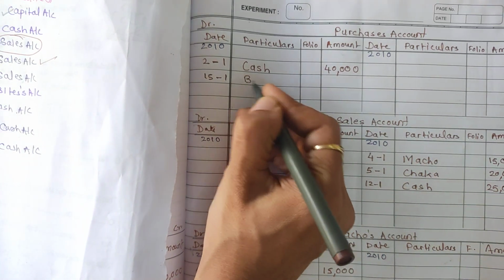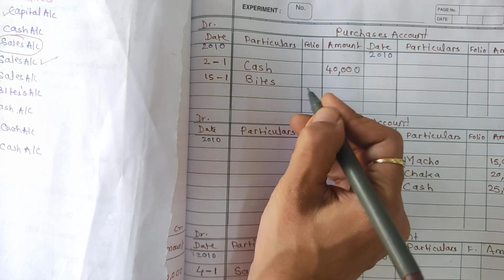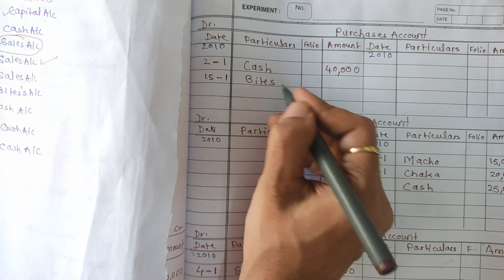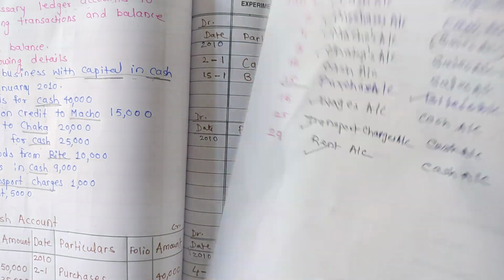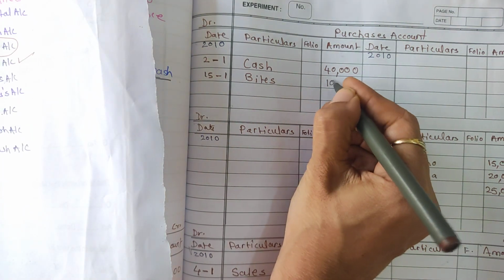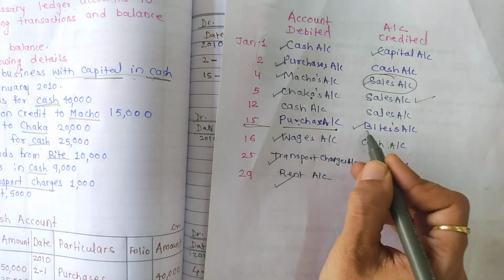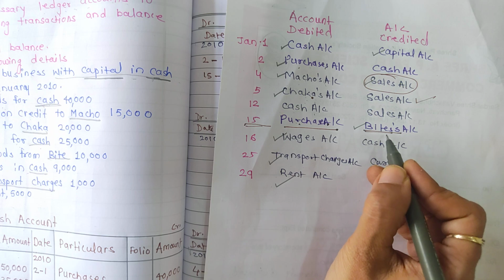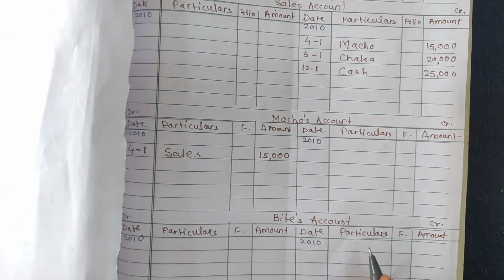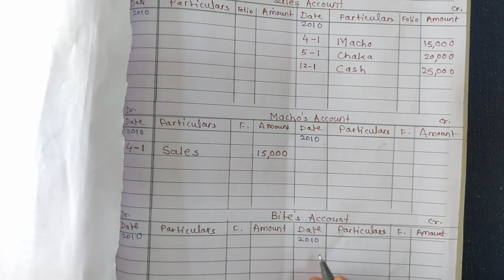So Byte account is credited, and the amount is 10,000. So write down here 10,000. Purchase we have given effect on the debit side. Now Byte we have to give effect on the credit side. So in the Byte account, write on the credit side Byte.